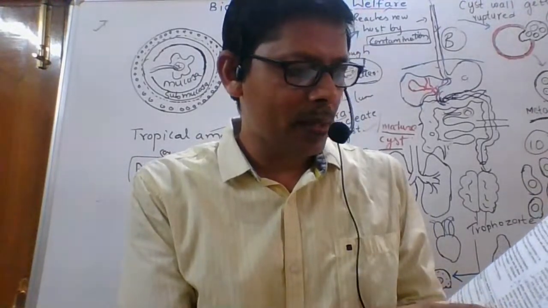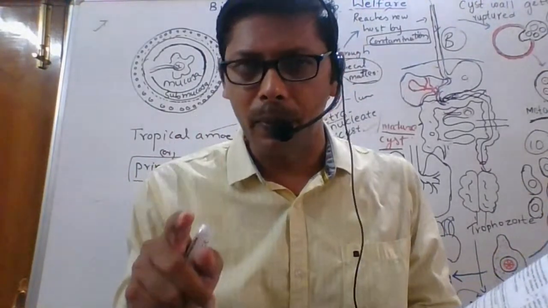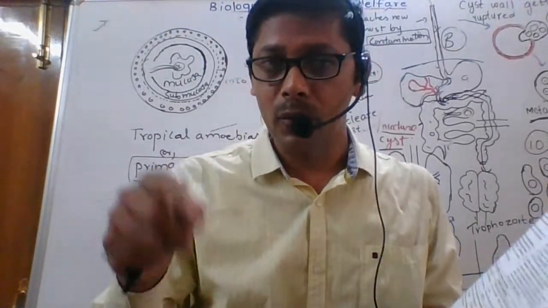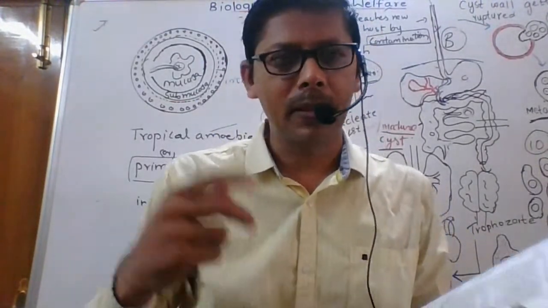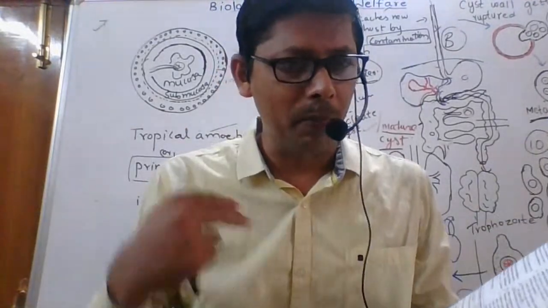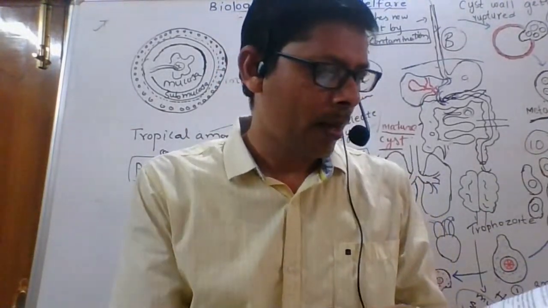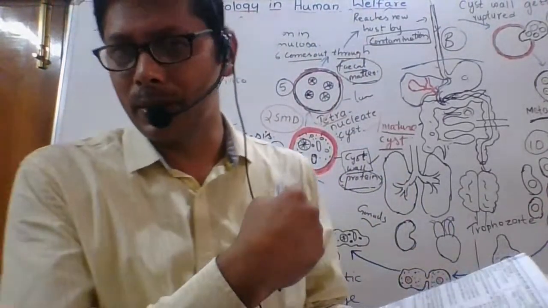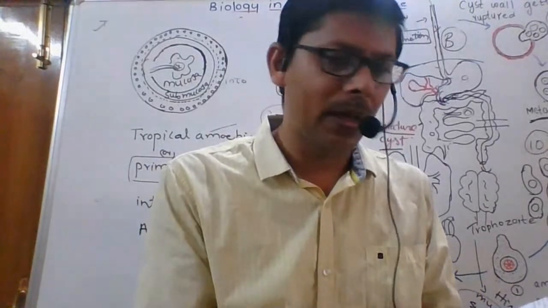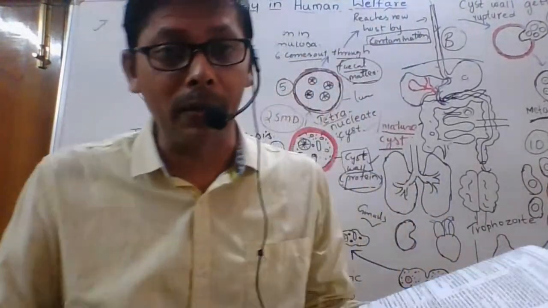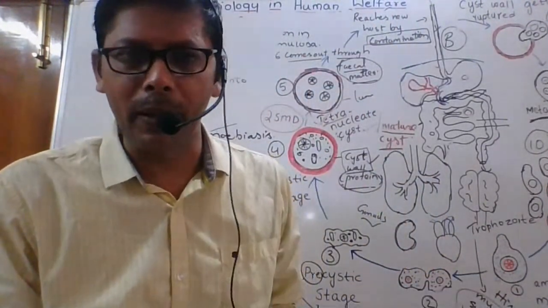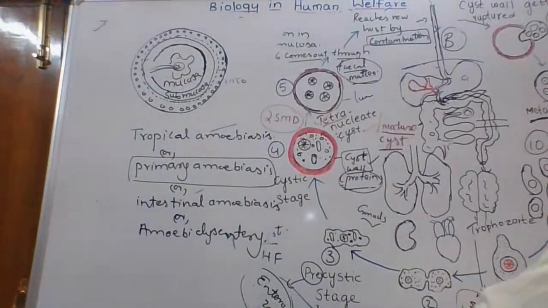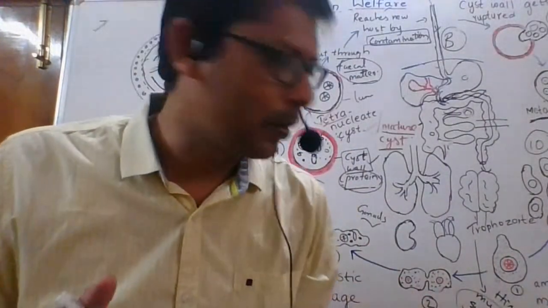Symptoms of amoebiasis do not appear in some people, even though they are infected by Entamoeba histolytica in our body. In some people, coronavirus is there, but they do not have any symptom. And such people are called asymptomatic cyst passers. Asymptomatic cyst passers, what do they do? They spread the disease. They help in spreading the disease. Okay, that is a very important 2 marks question.